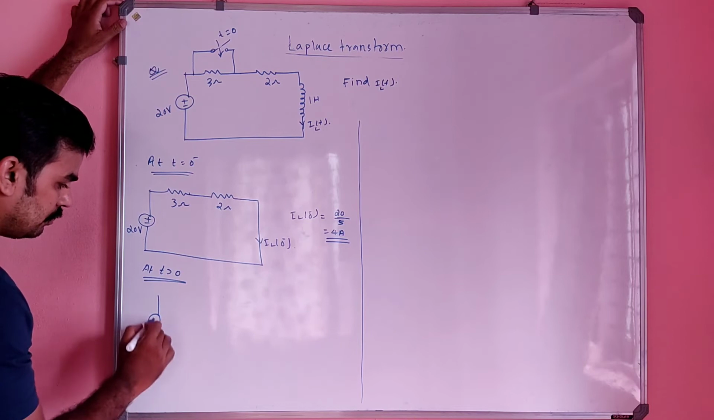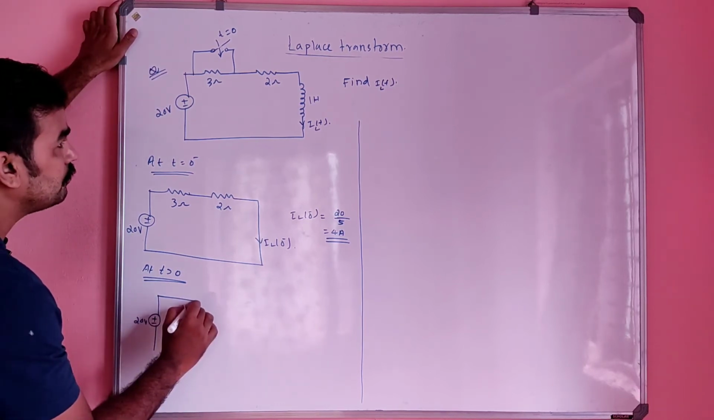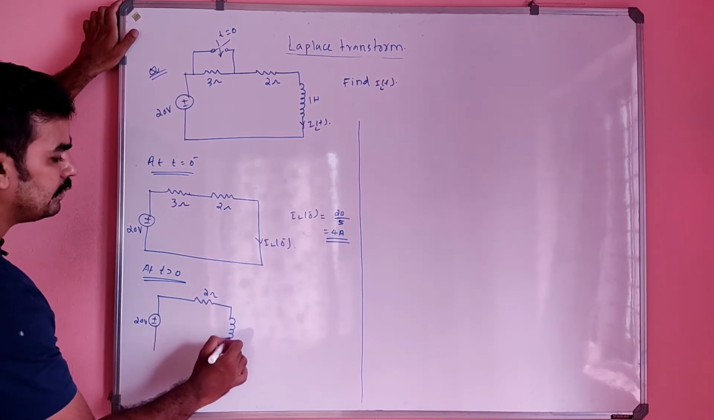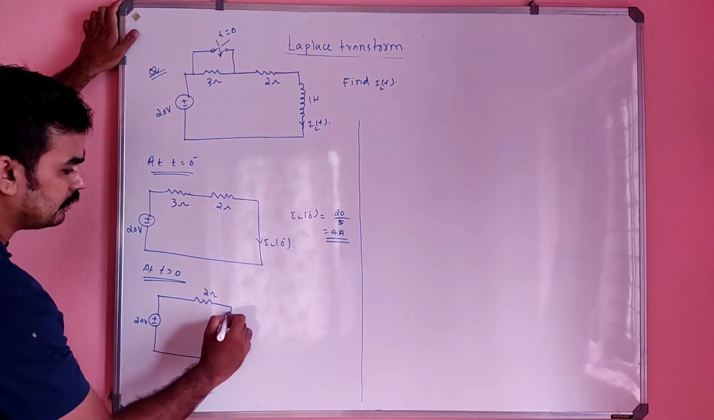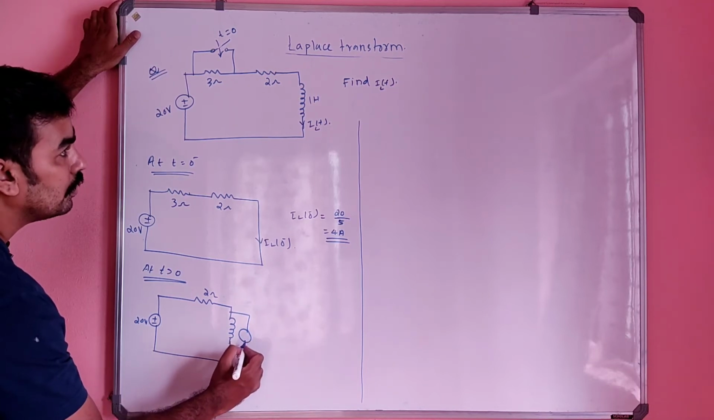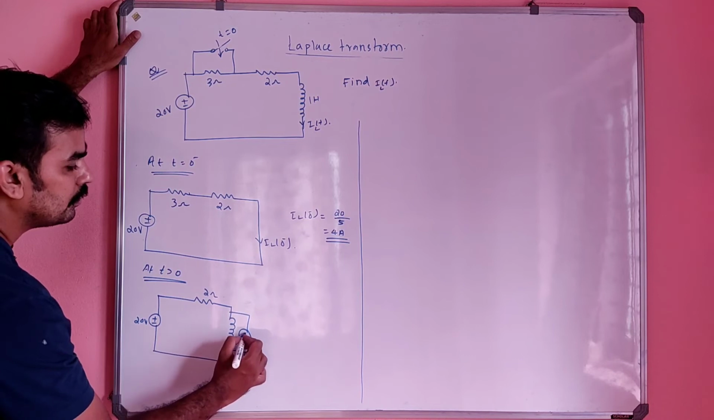This 20 volt is there, no doubt. The 3 ohm will not be there, but this 2 ohm will be there, right? 2 ohm will be there. And the inductor is represented with what? An inductor in parallel with what? At t greater than 0 the inductor will be there, no?